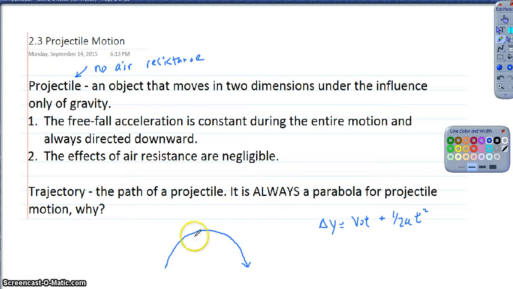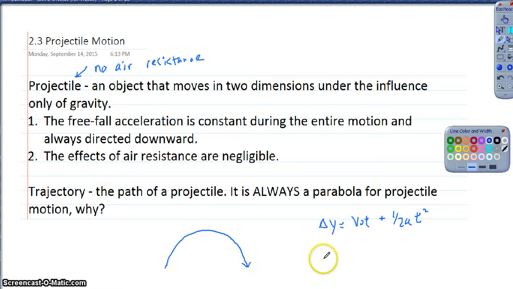The other reason it's a nice symmetric parabola is that there's no air resistance. If there's no air resistance, we know it's moving at a constant velocity in the horizontal direction. And with a constant horizontal velocity, as it goes up and down, it's going to continue to space out evenly. That's how I know it is going to have this nice symmetry.